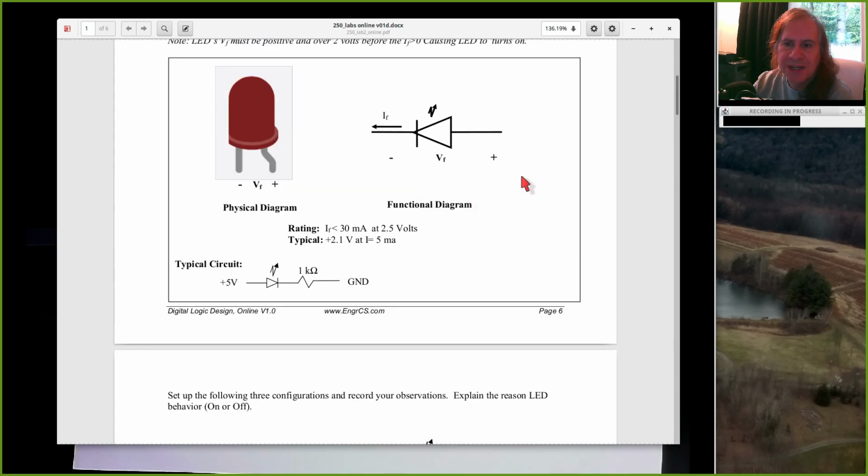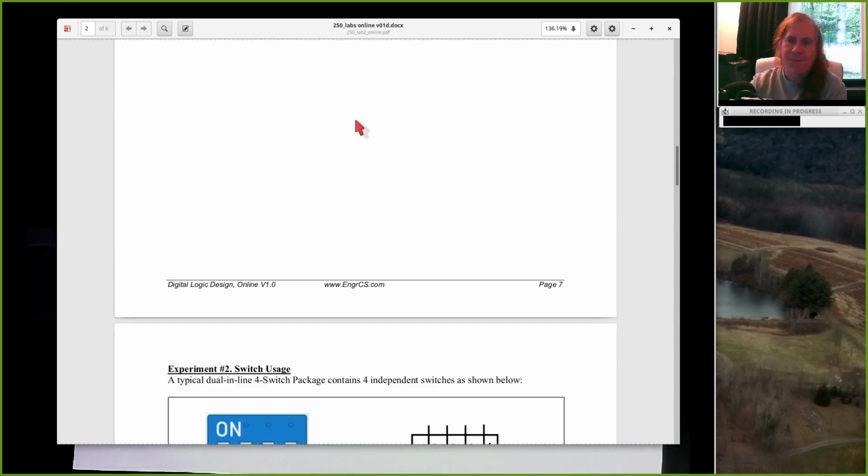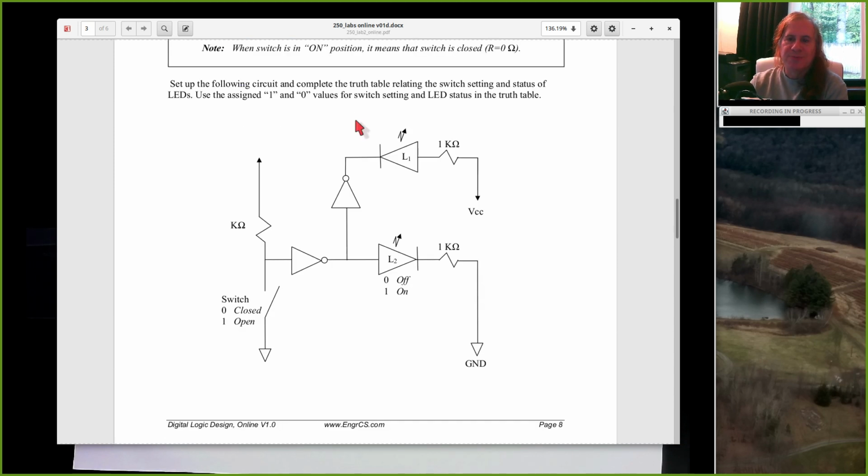Using this idea of what makes an LED light up, having current flow from positive and negative, having a voltage of at least 2.5 volts. Experiment 2, you're building a different circuit with a switch and 2 LEDs. So we can think of this as a circuit that has 1 input and 2 outputs. Build the circuit and make a truth table.